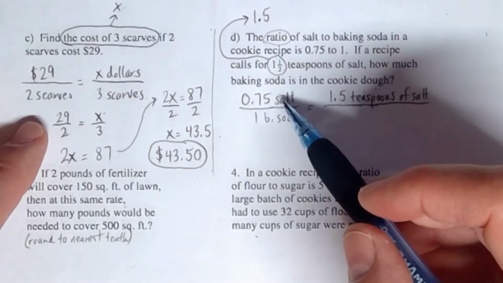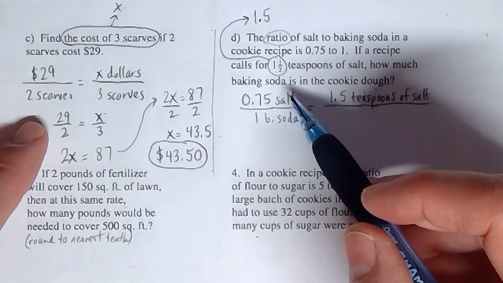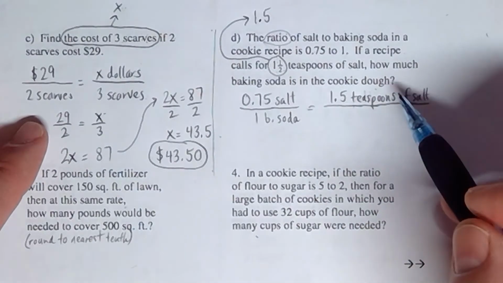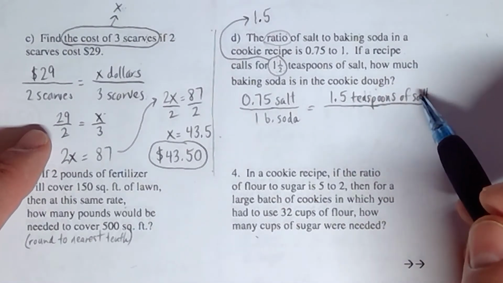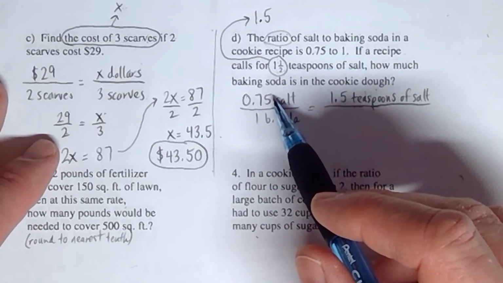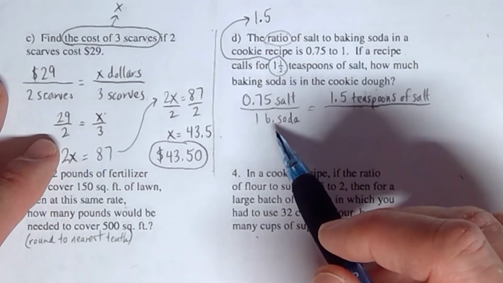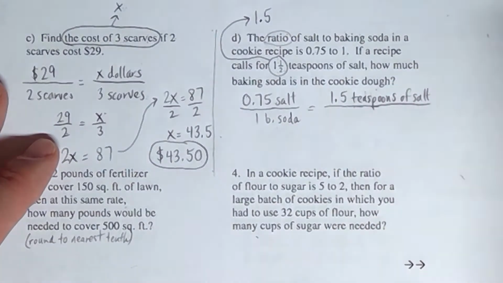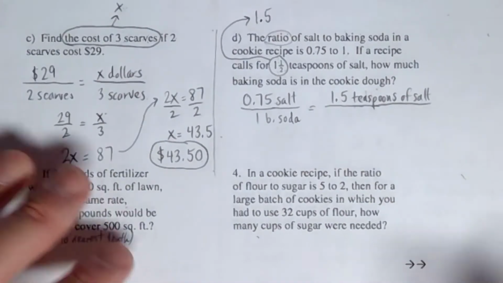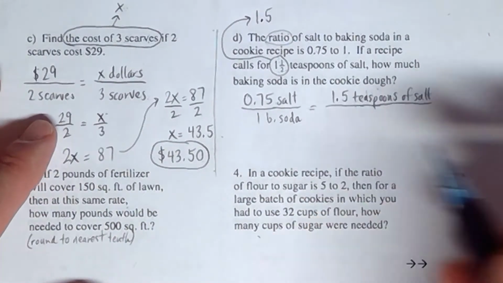Now remember what I said over here. If the salt is on top and the baking soda is on the bottom, the salt and the baking soda have to be in the same order here. But I also mentioned that however you measure the top, that's how you measure the bottom. So if the top is measured in teaspoons, then the bottom has to be as well. So then what do we put down here?